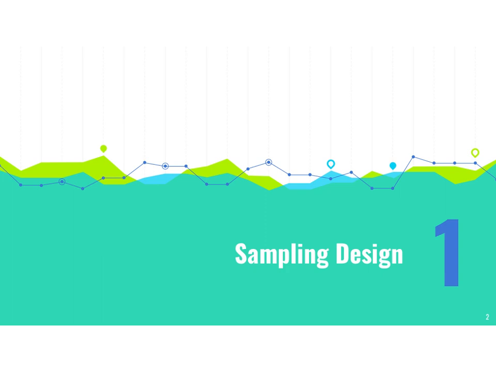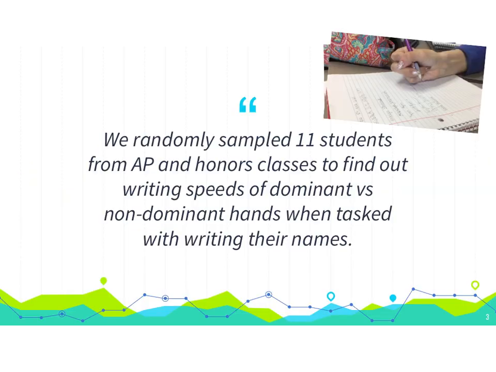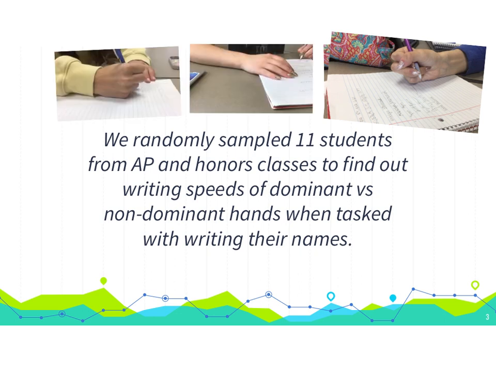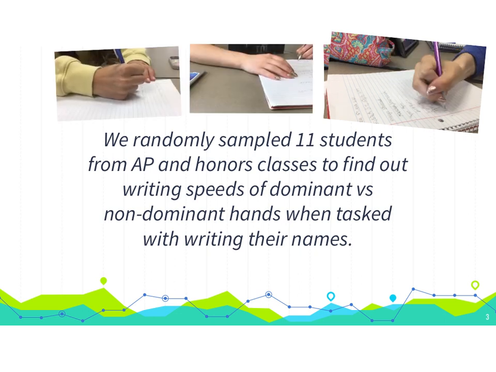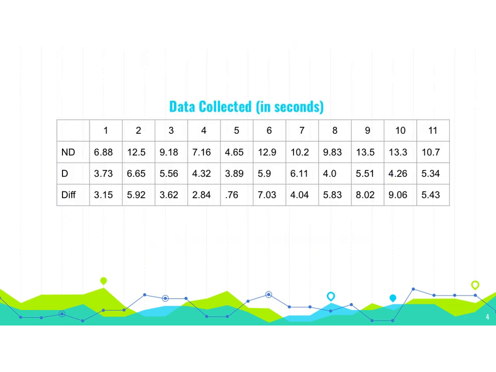Now for our sampling design. For this experiment, we randomly sampled 11 students from AP and honors classes to find out writing speeds of dominant versus non-dominant hands when tasked with writing their names. Here is our collected data in seconds.